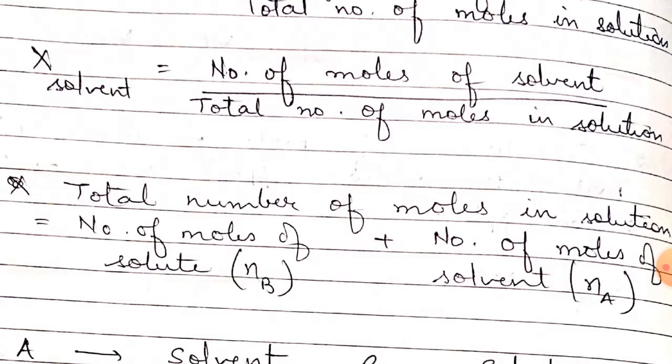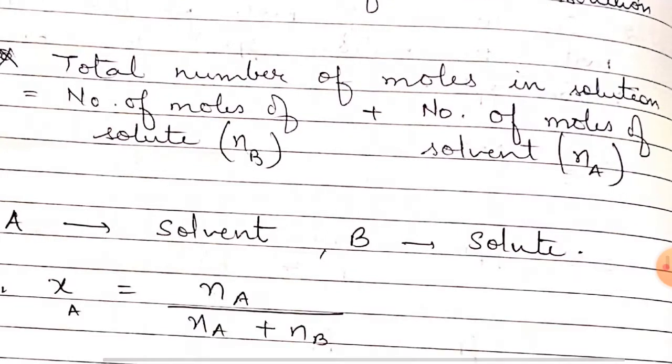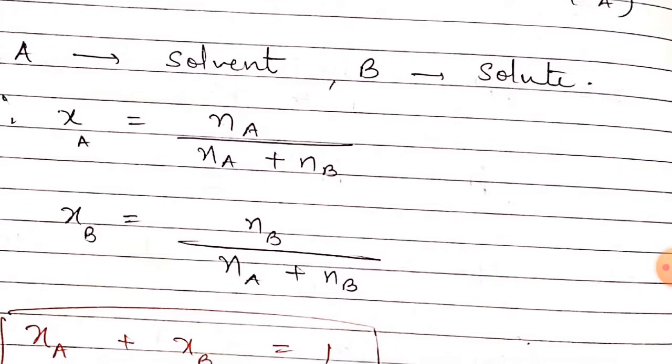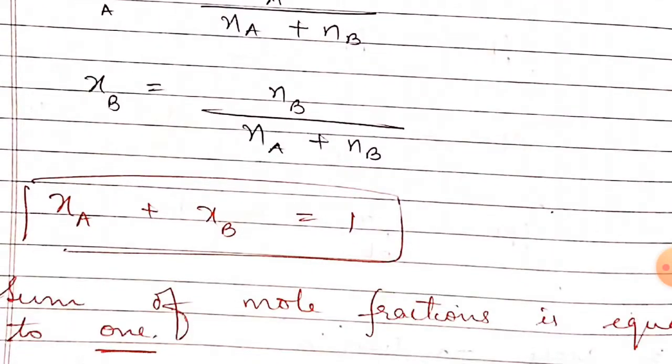And how will we find the number of moles of solution? Sum the number of moles of solute and solvent, then you will get the number of moles of solution. And generally we consider the term A for solvent and B for solute. So small letter Nb indicates number of moles of solute and Na indicates the number of moles of solvent. So Xa is equal to Na upon Na plus Nb and Xb is equal to Nb upon Na plus Nb, and it is always seen that the sum of mole fractions is equal to 1 because it's a fraction.